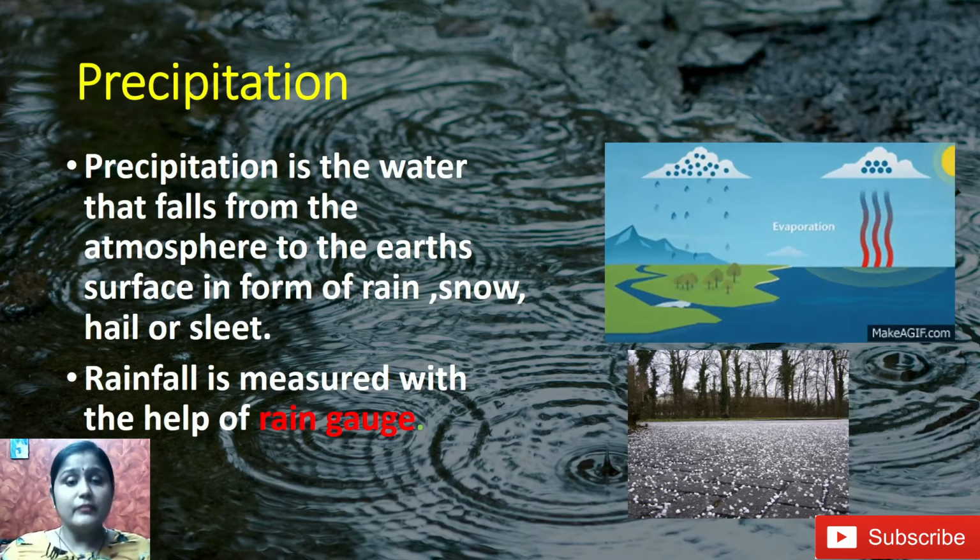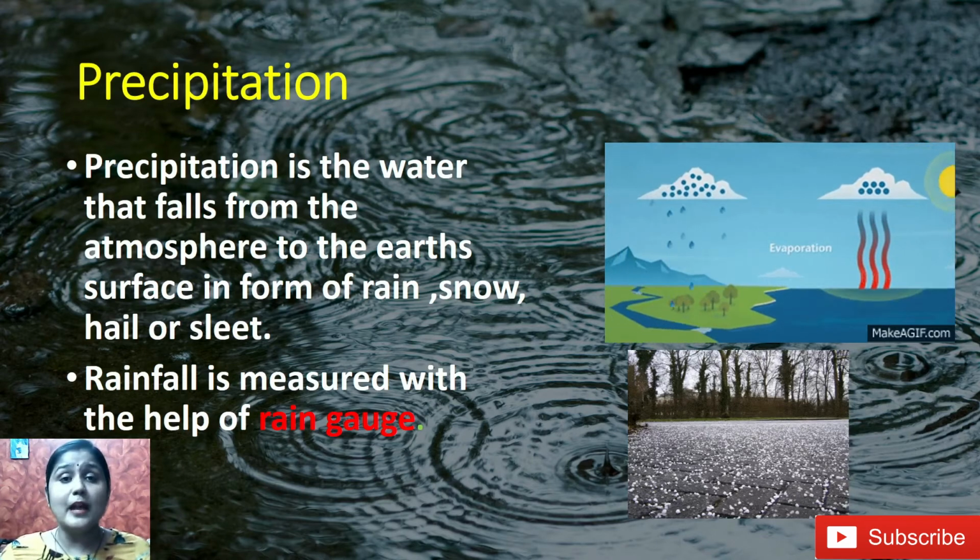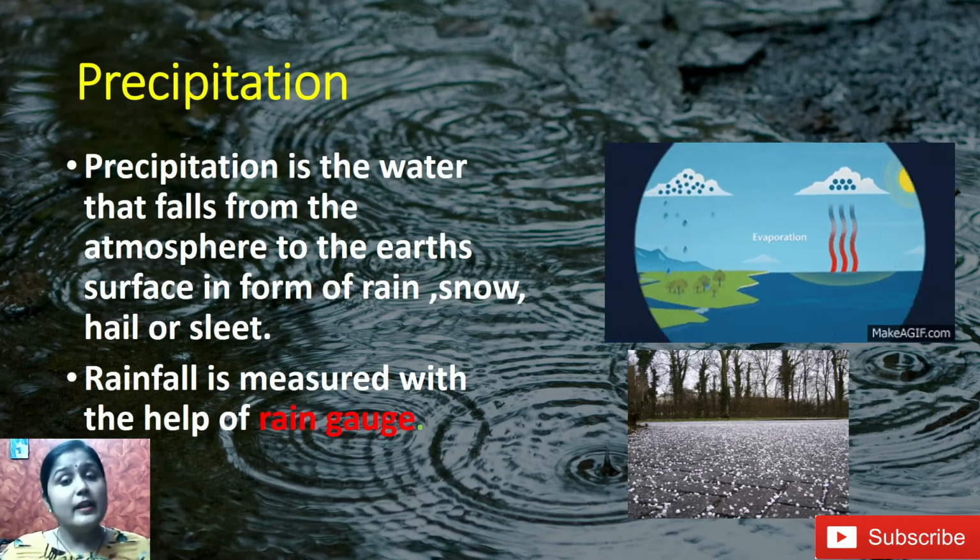Rainfall is measured with the help of a rain gauge. This is an instrument by which we can measure the amount of rain in a day.